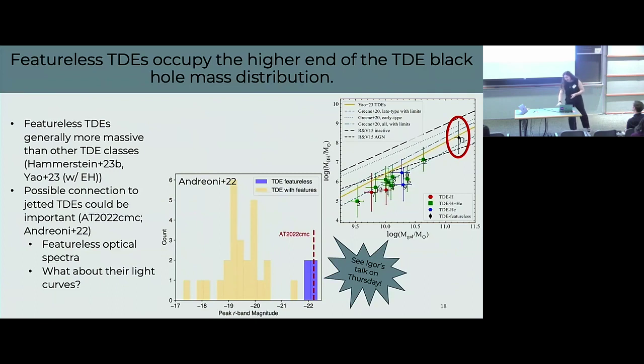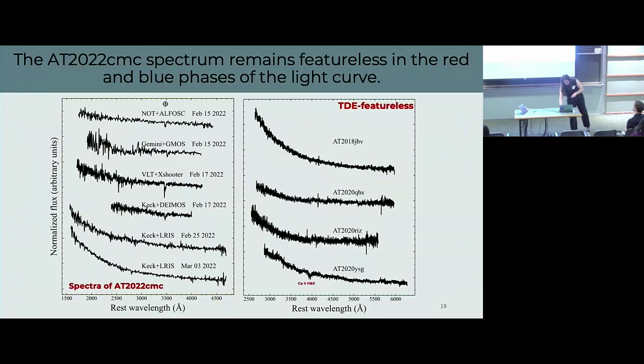Because 22 CMC has this really great optically bright component, we can start making comparisons between jetted TDEs and the general non-jetted TDE population. On the left here, I'm showing the spectra of 22 CMC from about a few days post-discovery to maybe less than 20 days post-discovery. You can see this clear evolution in the continuum from something that's pretty red to something that is very, very blue. These last few epochs of spectra show remarkable similarity to these TDE featureless events. They're all featureless. They all have a very steep blue continuum.